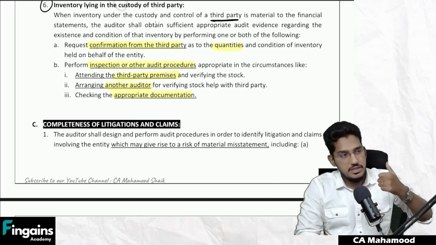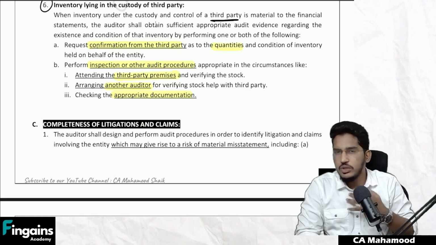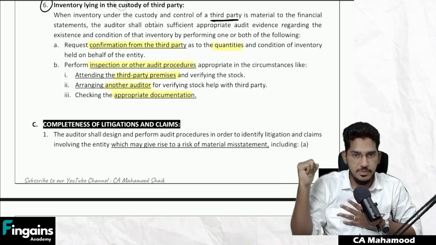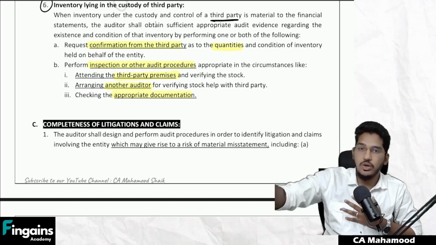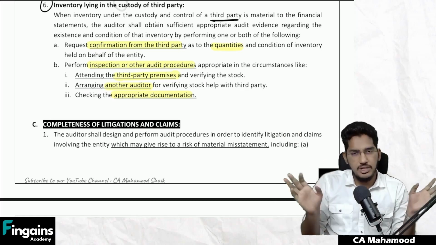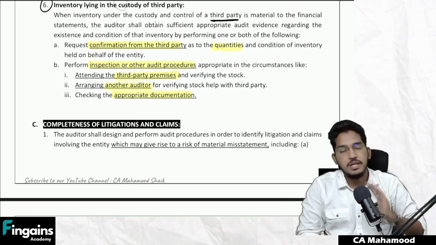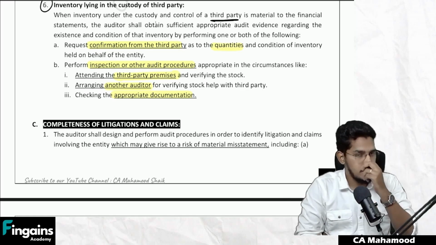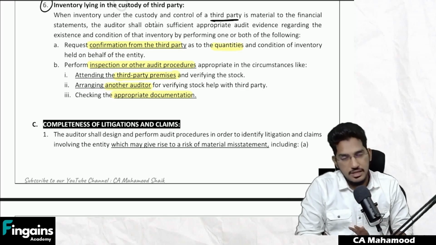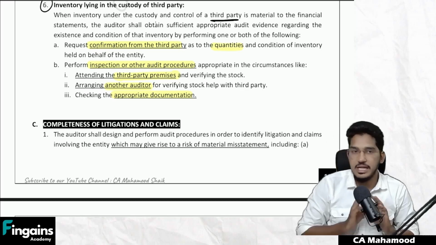How can you obtain audit evidence? Number one, you try to obtain external confirmation. If confirmations are not that reliable, you can perform other audit procedures also. If possible, try to visit that third party's premises, or try to arrange another auditor who will go on your behalf and check the inventory with the third party, or if any other documentation is available, check that documentation. So you can do all this to obtain the evidence regarding inventory lying in the custody of a third party. That's all. So this is what SA 501 is asking us to do in order to obtain evidence regarding existence and condition of inventory. Guys, everybody clear?